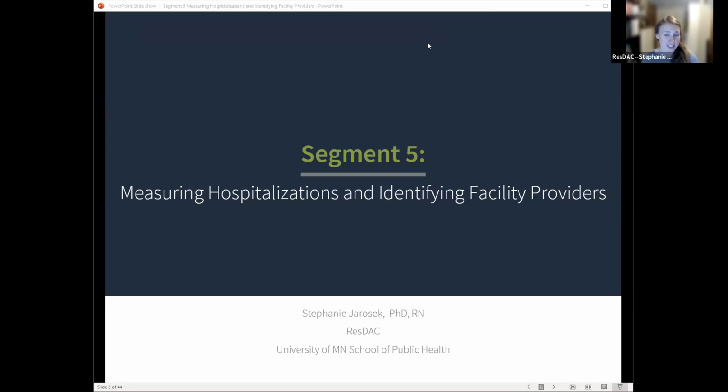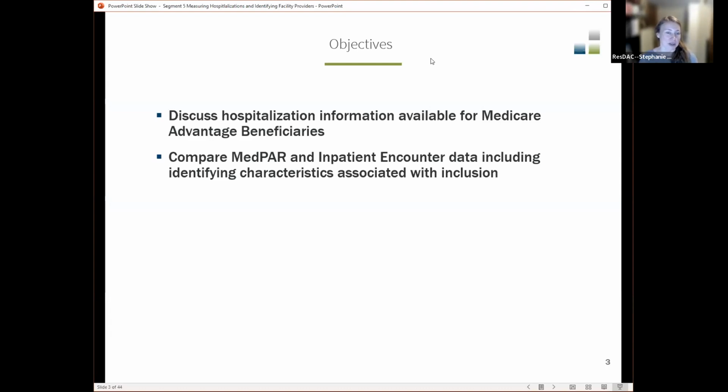Measuring hospitalizations and identifying facility providers. And I know there were questions about it this morning. So I'm hoping that there's lots of interest in this. Okay. We're going to be talking about what hospitalization information is available for Medicare Advantage beneficiaries.